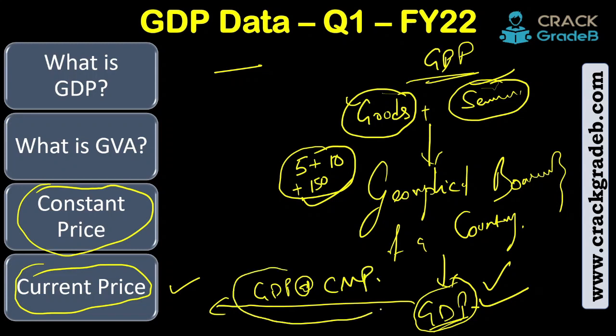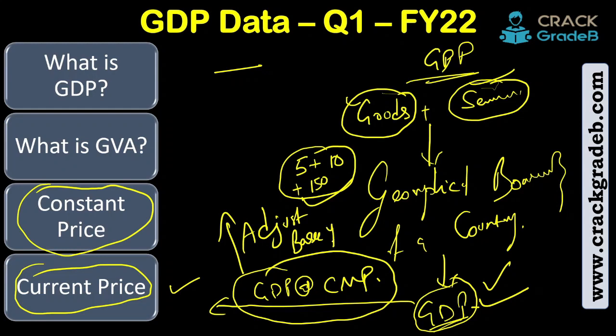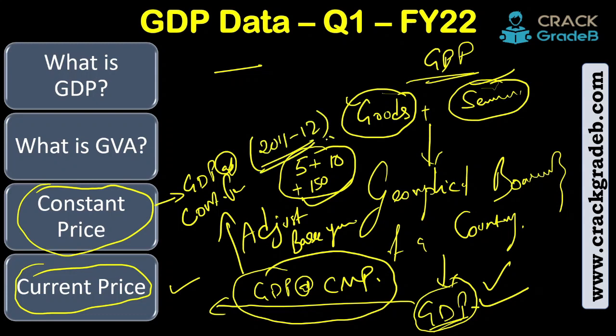Now, if we got the value at current market price, we adjust this value with the base year, and we get GDP at constant price. So what's the base year? For constant price, the base year is 2011-12. I hope GDP is clear.